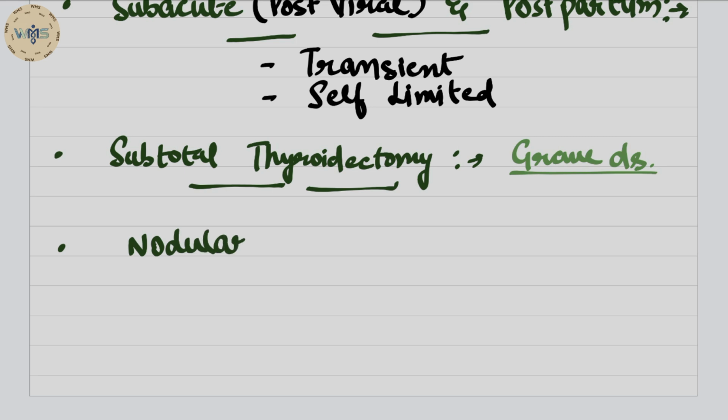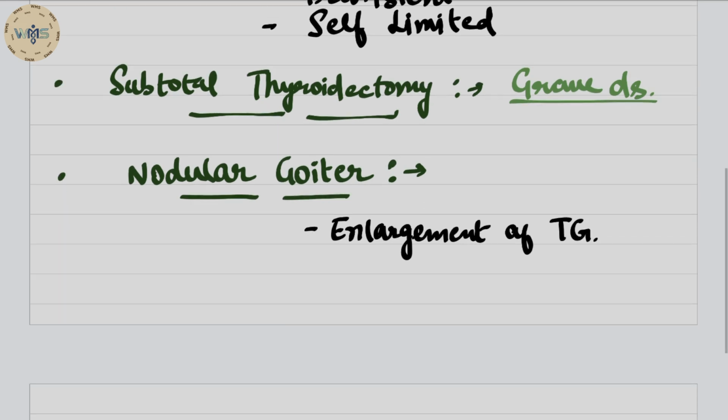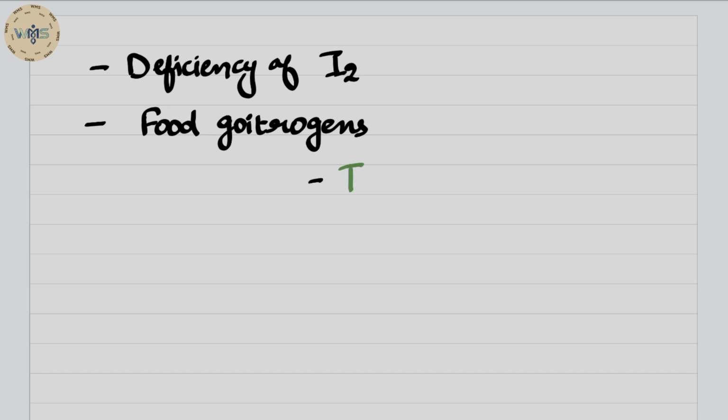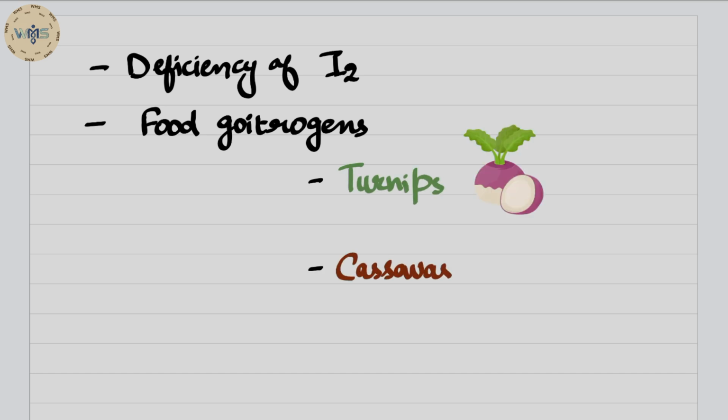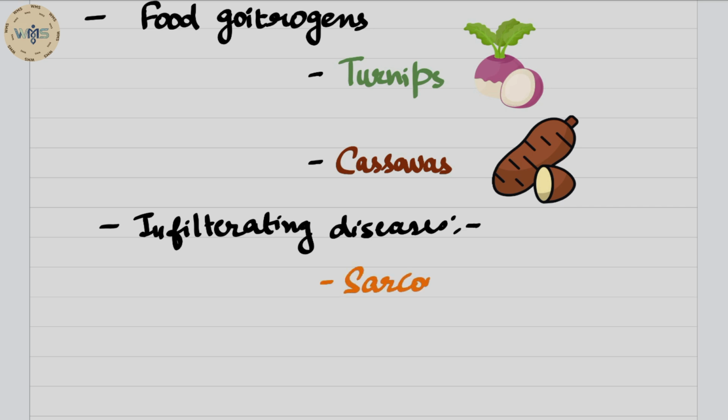Nodular goiter is also a cause of hypothyroidism. The nodular goiter is the enlargement of the thyroid gland. It is due to the deficiency of iodine or presence of food goitrogens in an iodine deficient area, for example, turnips, cassavas, or infiltrating disease like sarcoidosis and cancers.